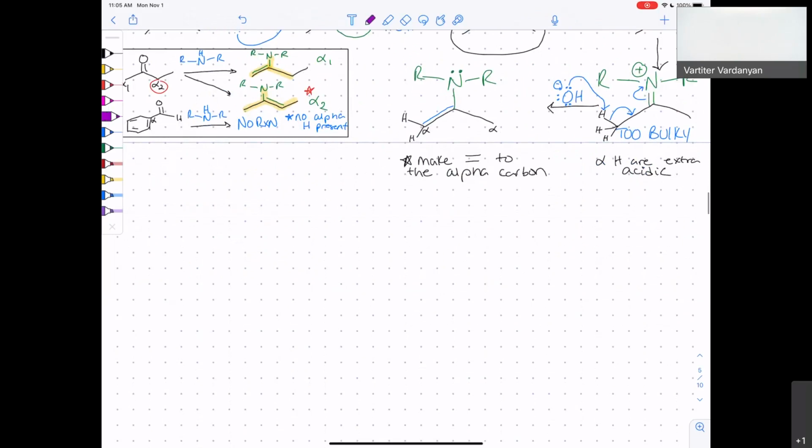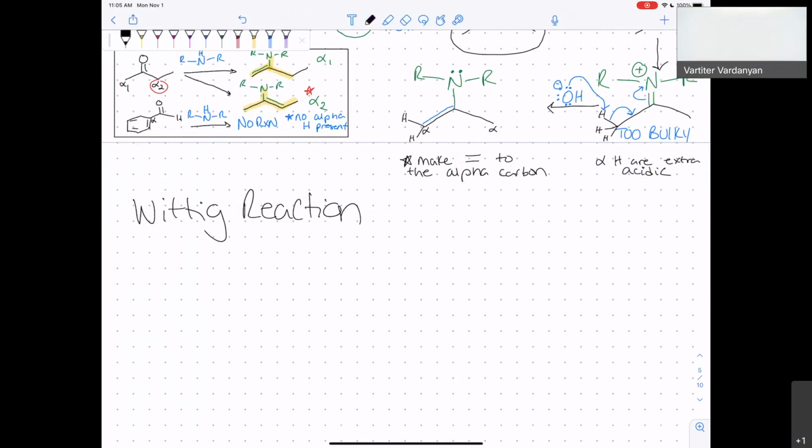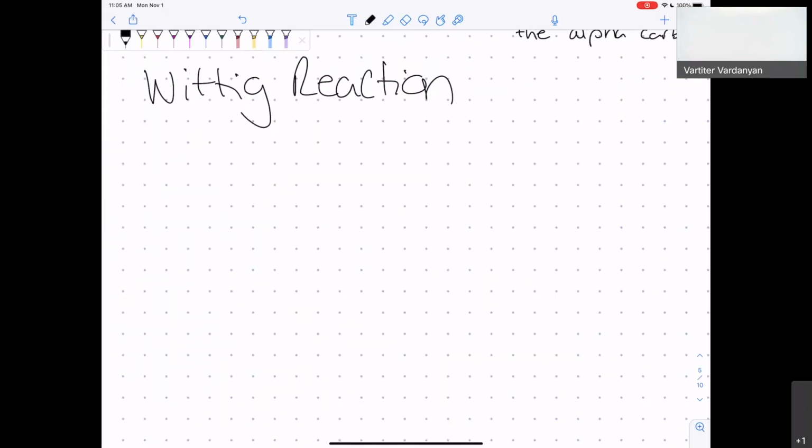The first one we're going to do today, we're going to wrap up chapter 16, and we're going to do the Wittig reaction. This one is similar to the Grignard reaction in that first we're going to make the Wittig reagent and then we're going to do the Wittig reaction. So, making the Wittig reagent. Another name for the Wittig reagent is the ylide.